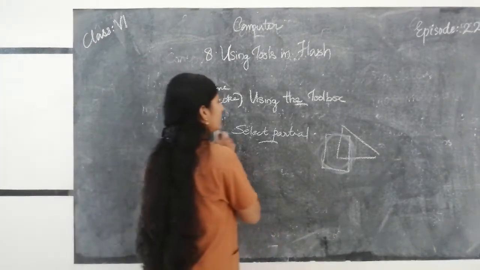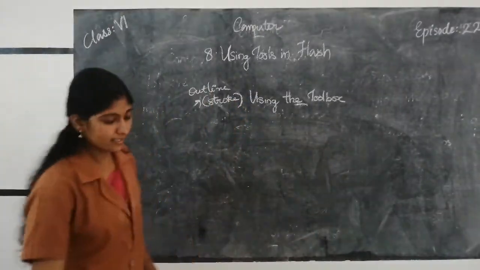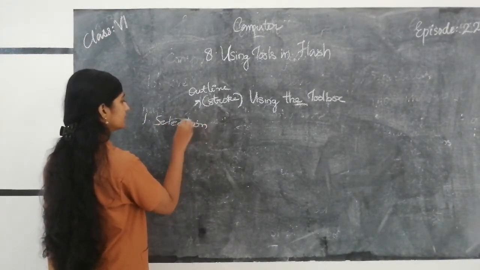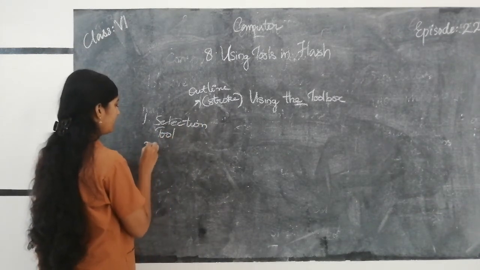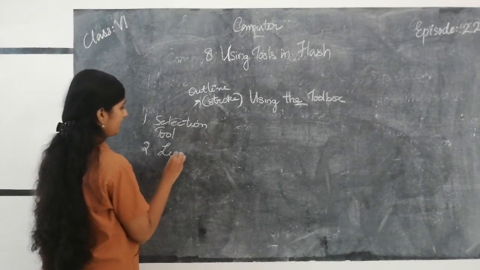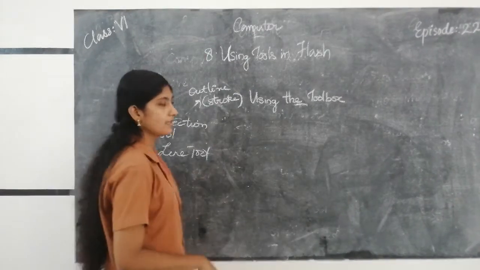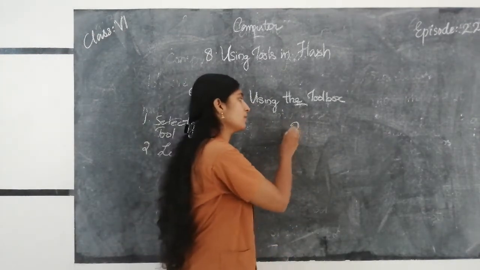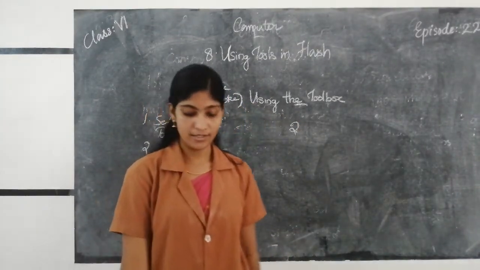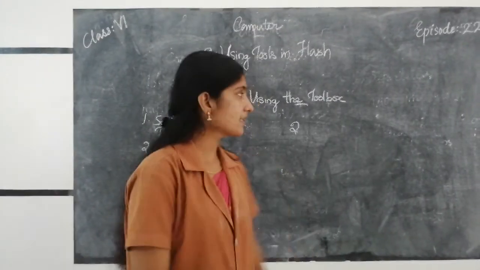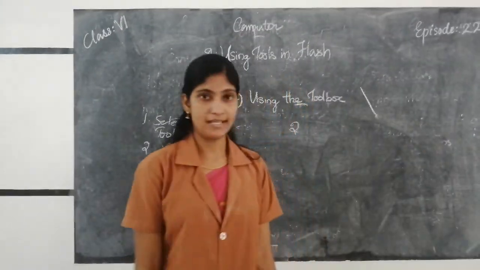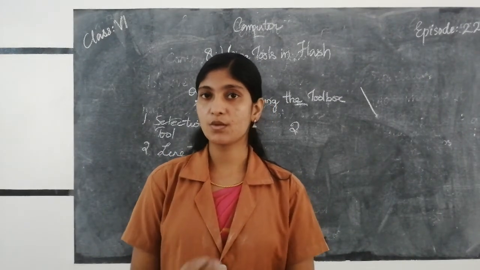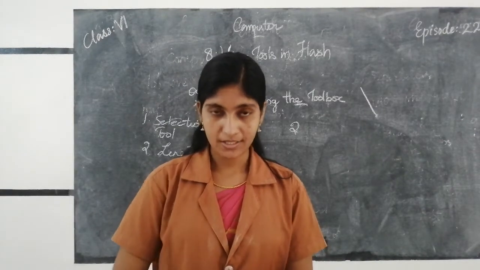Next, moving to the next topic, the line tool. First we discussed the selection tool, then the second one is the line tool. The line tool is used to draw lines. Next is how to use the line tool. First select the line tool. Here is the line tool, it looks like a line. Click and start dragging in the direction in which you want to draw the line, then release the button.